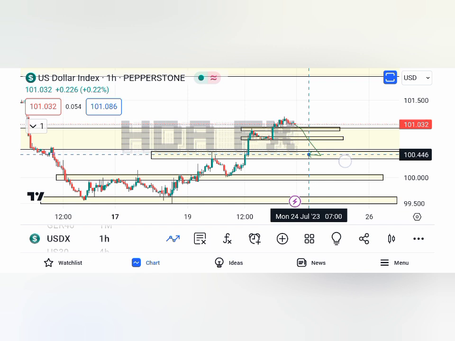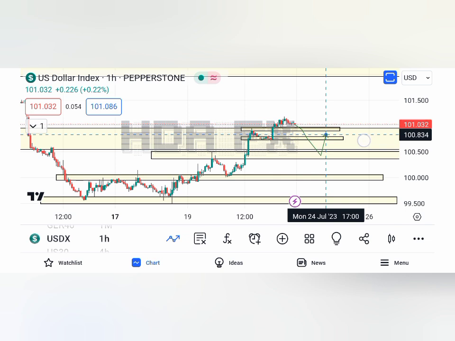Whatever we do here is not financial advice, so everything is at your own pace. So this is my analysis on the dollar index. I'm expecting more buys on the dollar index up to this point here.